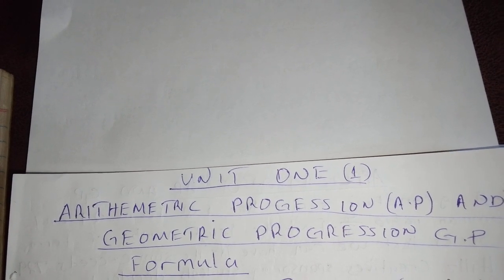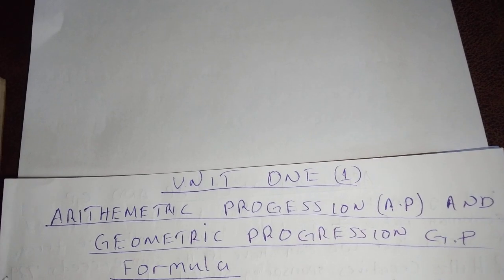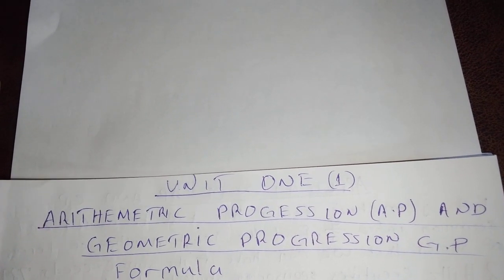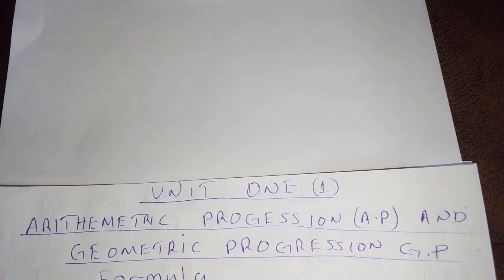Now we make progress to unit 1. Unit 1 is arithmetic progression (AP) and geometric progression (GP). There are some terms which you should understand under AP and GP.